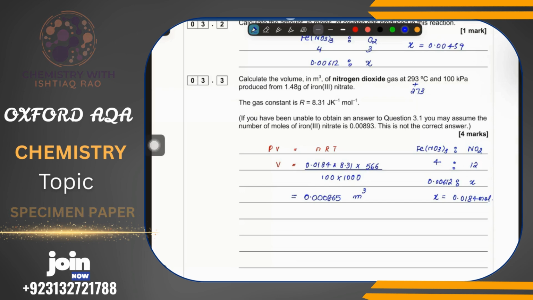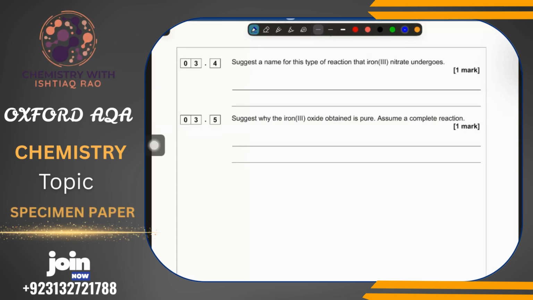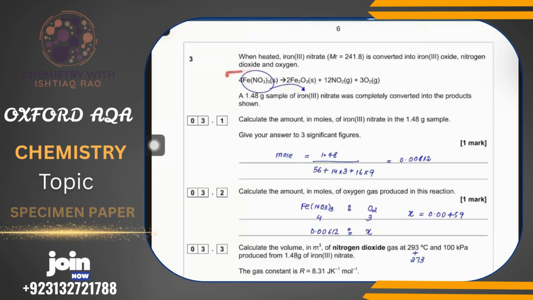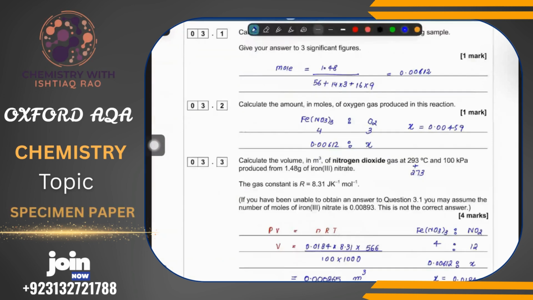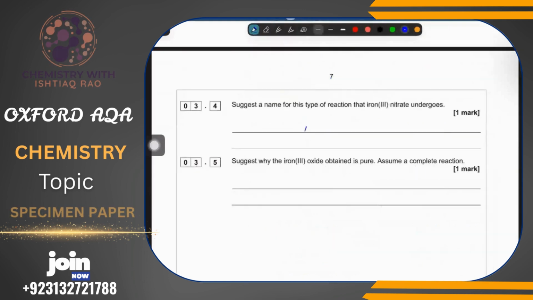Okay, what's the type of reaction? Can you show me the equation? One reactant and three products is a decomposition, I think. Exactly. What type of decomposition? It's a thermal decomposition.